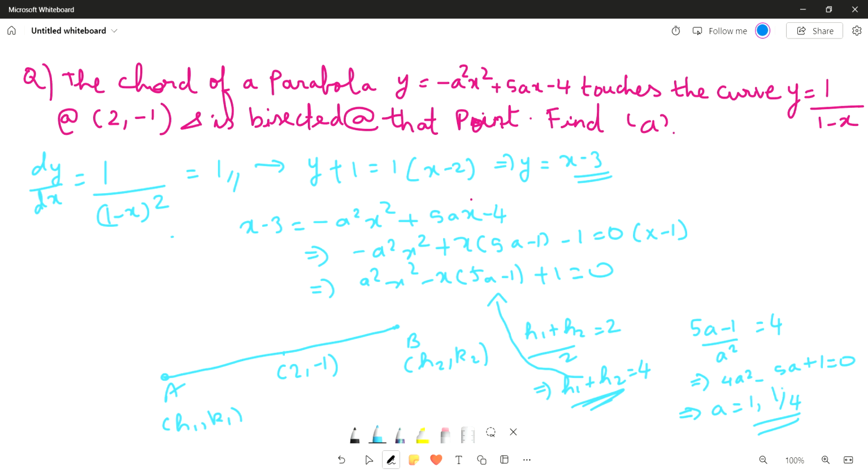And if you substitute both of these values, you will get the equation of the parabola. So both of these values indeed are the solution for this question.